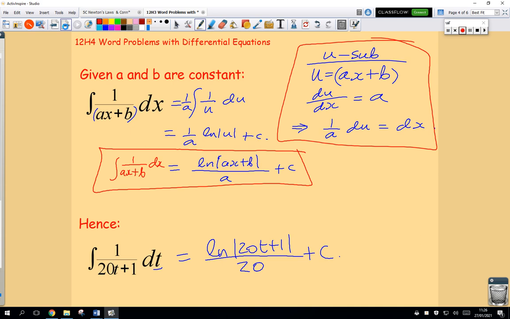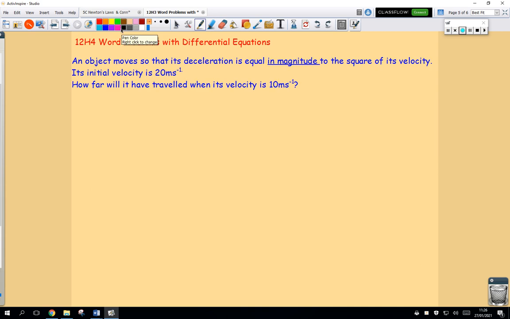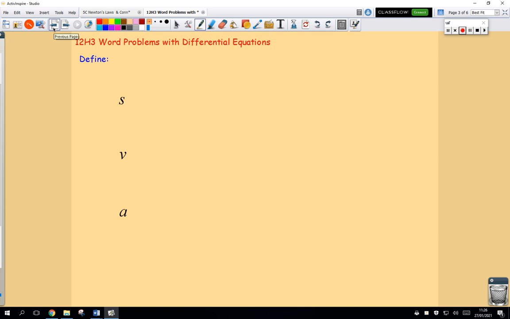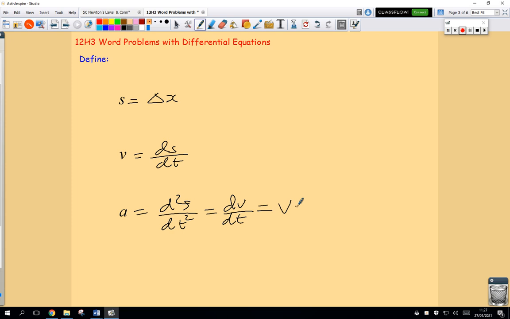The second bit of background information is how we define these things. Remember, s is the change in position, v is the derivative of s with respect to t, or the derivative of x with respect to t, where x is position. a can be written as the second derivative of s with respect to t, or the first derivative of v with respect to t, or v dv/ds. I've gone through all of those things in previous lessons. In this class, I'm going to solve a problem identical to the one in the last lesson, using a different substitution. So let's have a look.